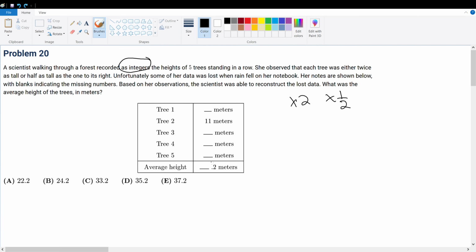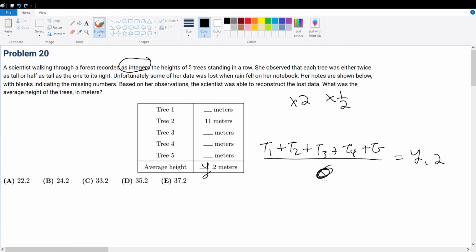So let's say that this blank was y. This number is y.2. Well, how do we find the average in the first place? Well, the average is t1 plus t2 plus t3 plus t4 plus t5 divided by 5. It's the sum of the heights divided by the total number of trees that gives you the average height, which is y.2. So if we were to do this together, this would become times 5. In other words, this would be 5y plus 1.